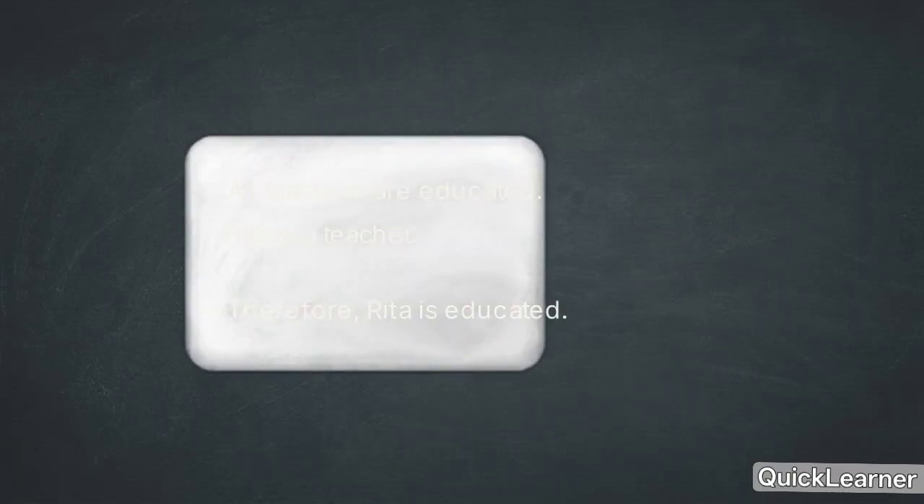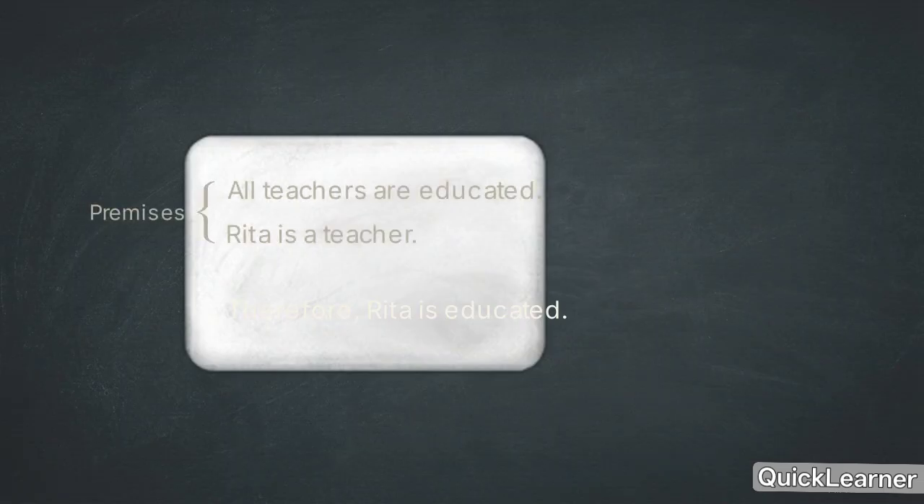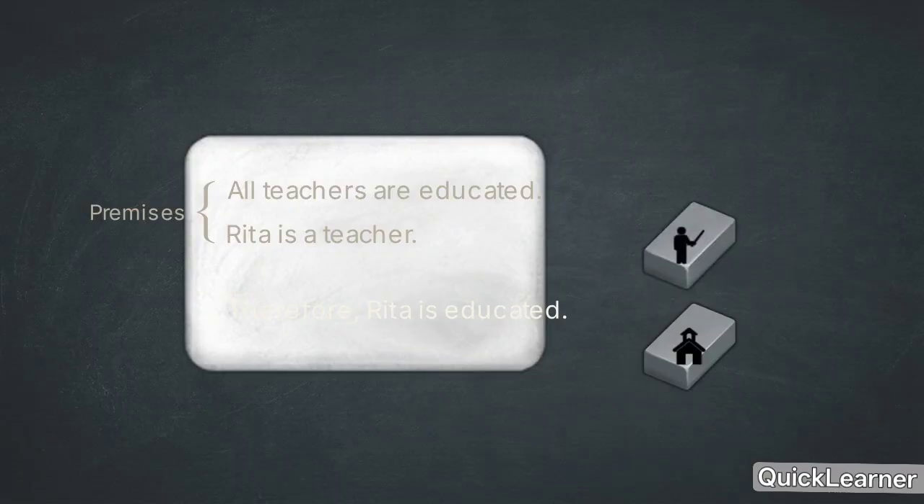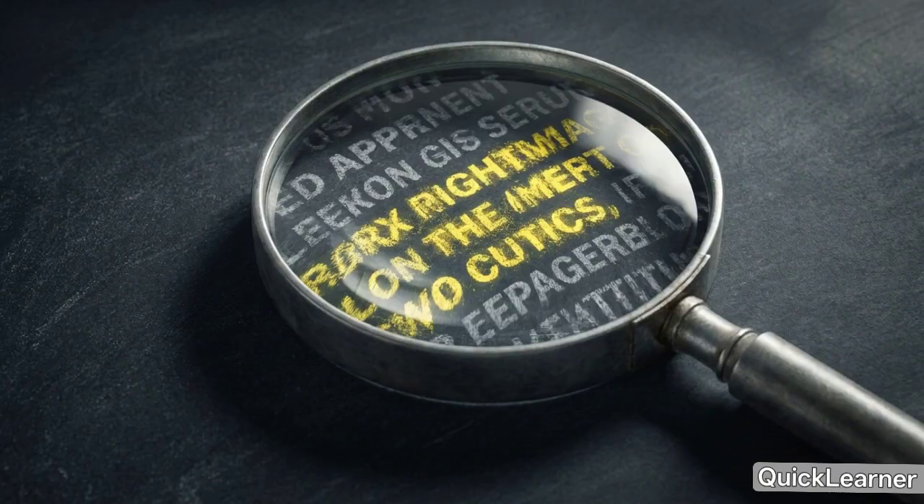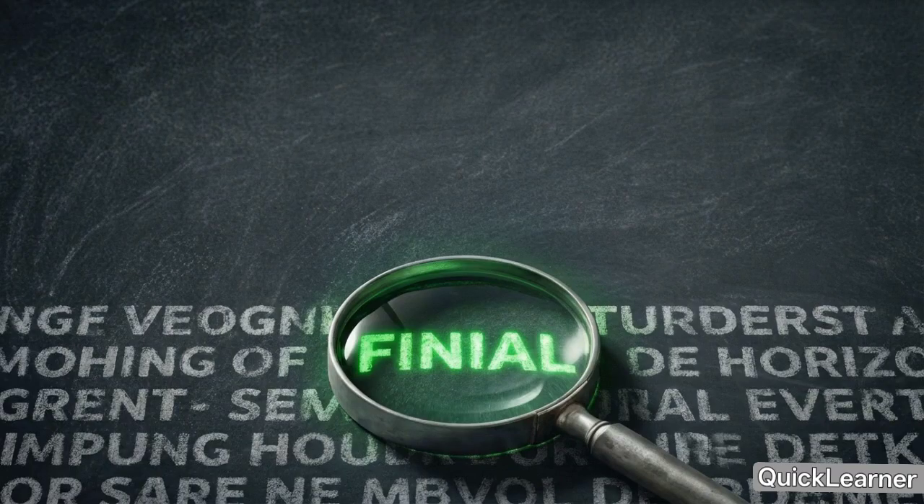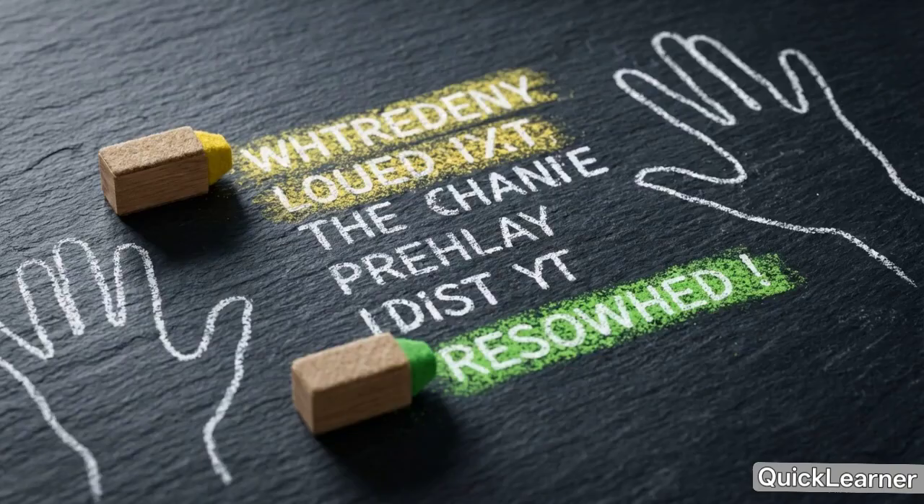Look at this text. In logic, the reasons being given to support a claim, these first two sentences, are called premises. They are your building blocks. The final building block, that final sentence you are trying to prove, is called the conclusion. Whenever you face an argument, you must ask yourself, which sentences are providing the evidence and which sentence is the final claim? Sorting that out is the mandatory first step to solving any logic puzzle.